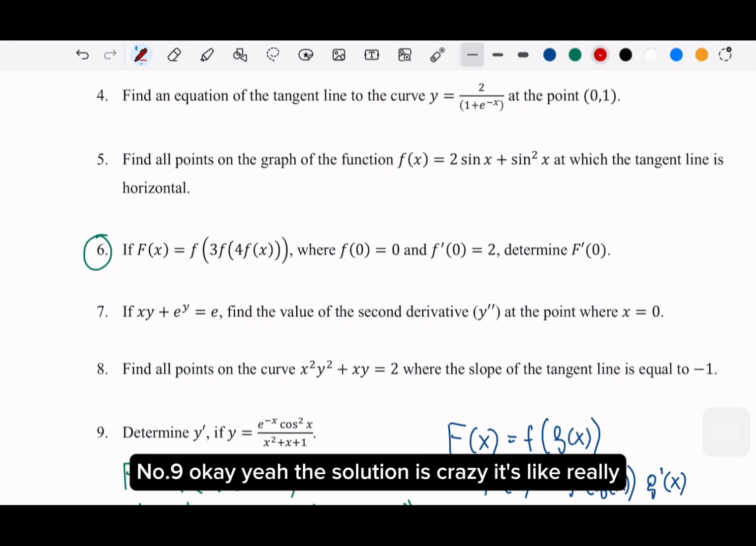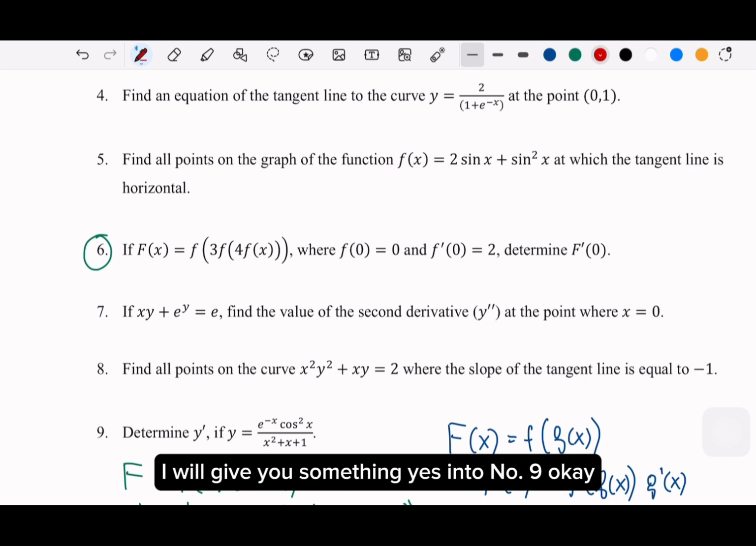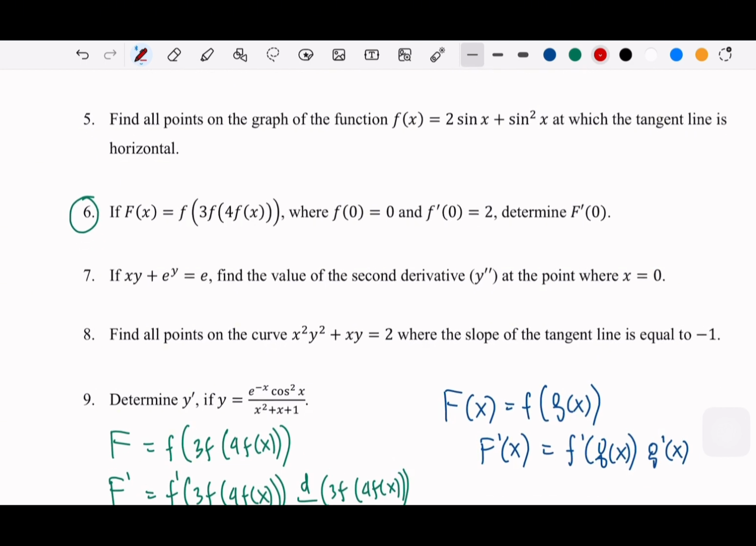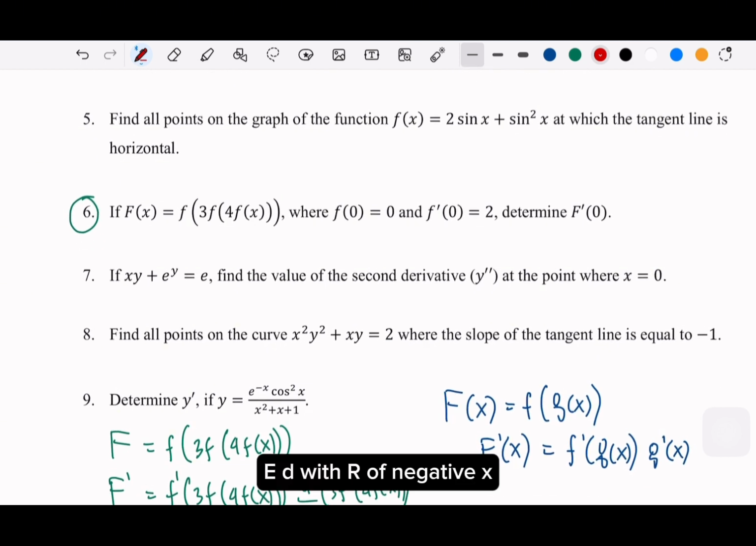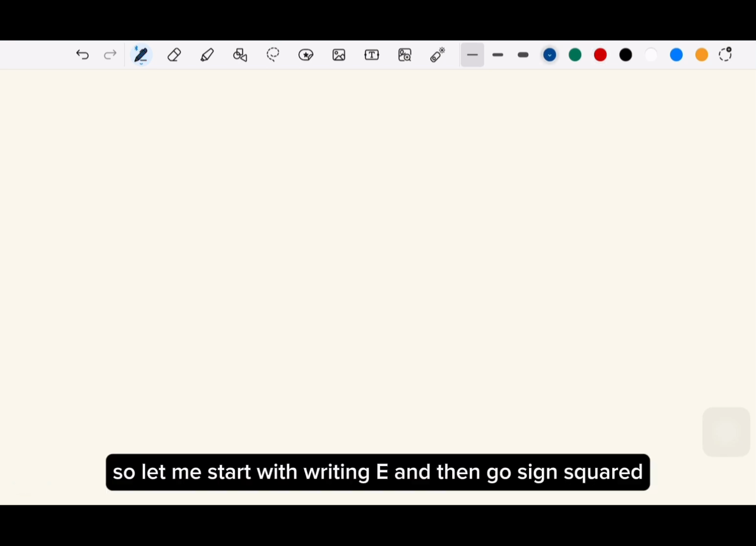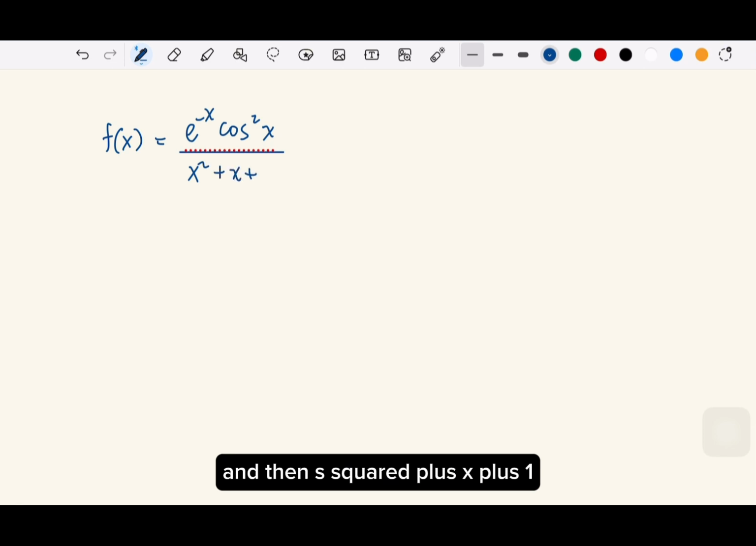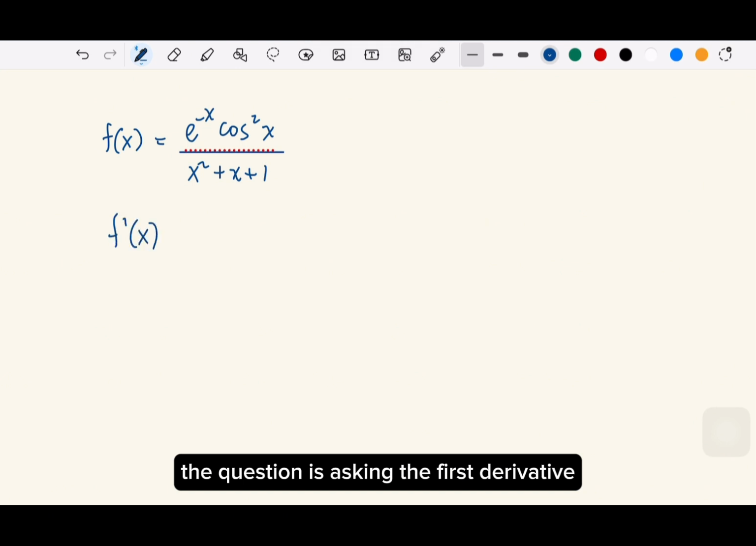It's really big. But I will give you some suggestions for number 9. Okay, let's start number 9. It is e to the power of negative x, cosine squared, over x squared plus x plus 1. So let me start by writing e, then cosine squared, and then x squared plus x plus 1. The question is asking for the first derivative.